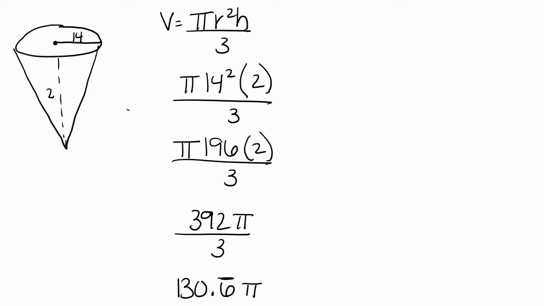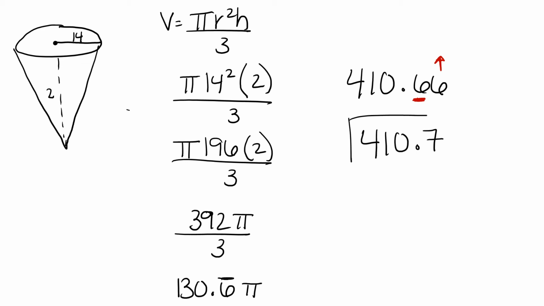Notice I did not round that. I kept the repeating numbers in my calculator. And we're going to multiply by pi using the fraction 22 over 7 because that's what the directions state. And we end up with 410.6 repeating. Now, the directions do tell us to round to the nearest tenth. 6 is in the tenths place. The other 6 tells us to round up. So 410.6 rounds up to 410.7.